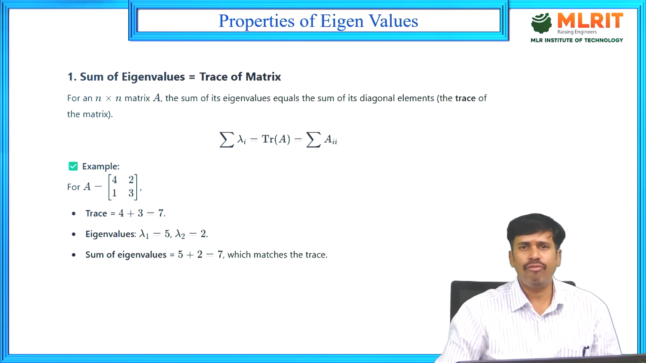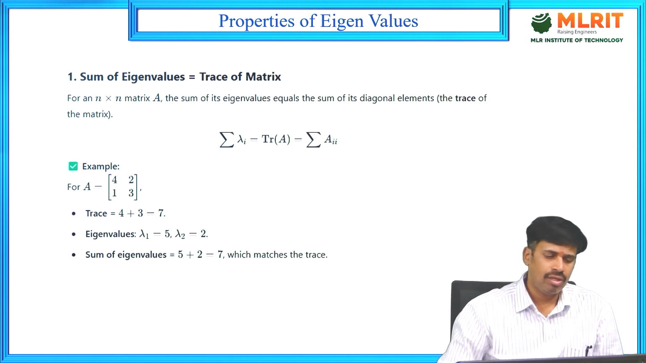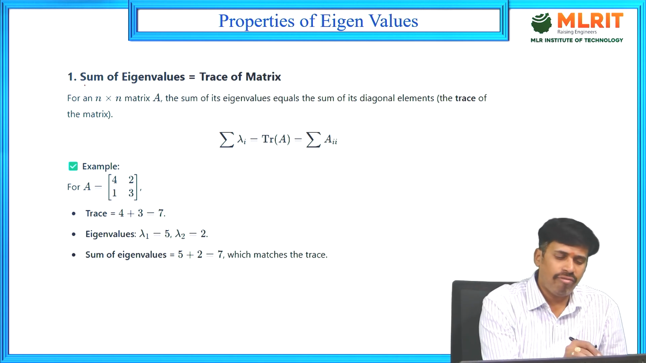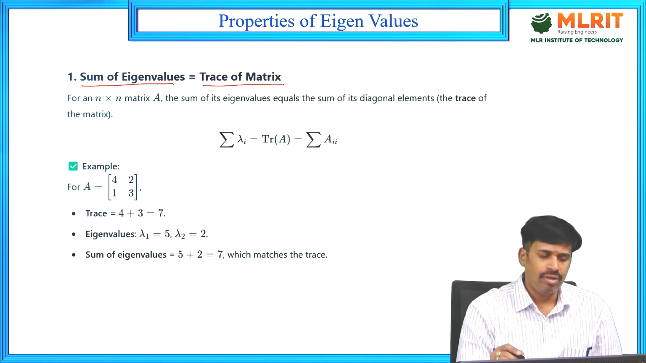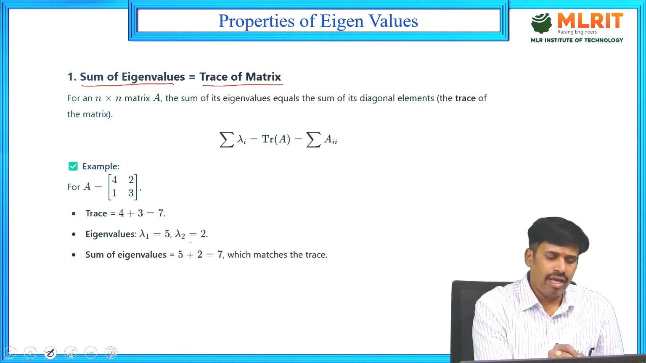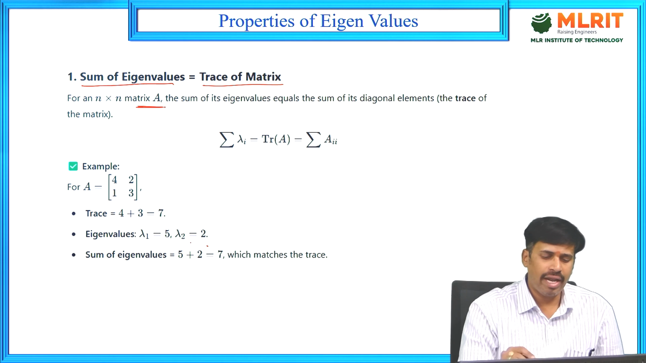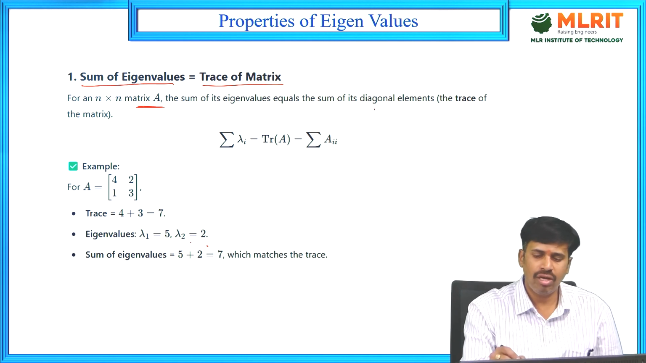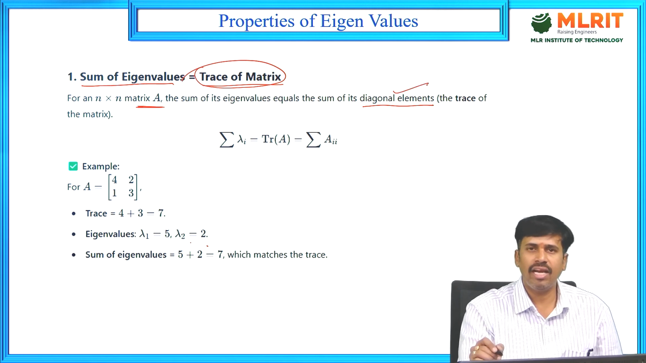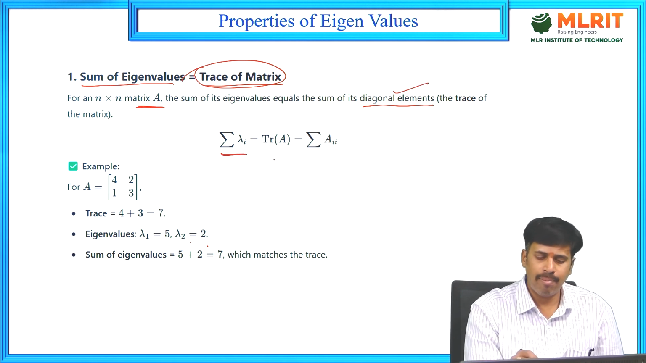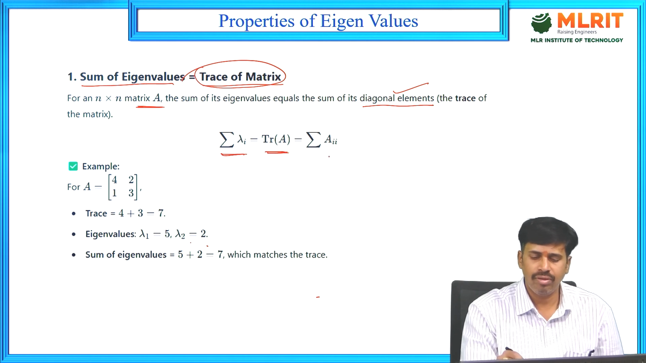Now let us see a few properties of eigenvalues. First property: the sum of eigenvalues is equal to the trace of the matrix. For any matrix of order n by n, the sum of eigenvalues is equal to the sum of its diagonal elements. Trace is nothing but the sum of the diagonal elements. It is denoted by sigma lambda equal to trace of A, right?